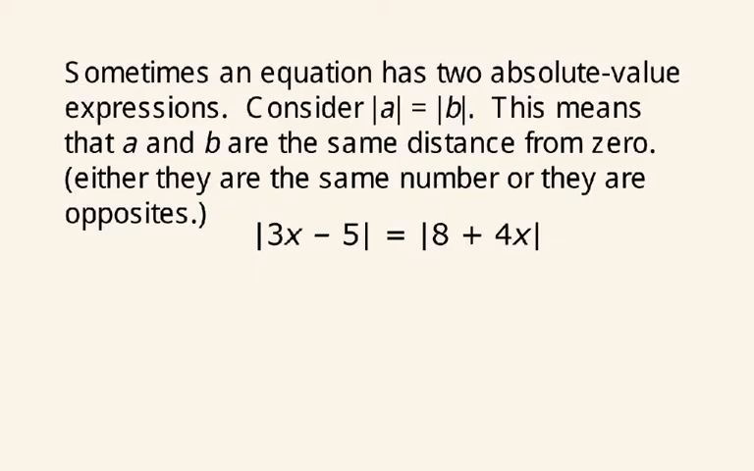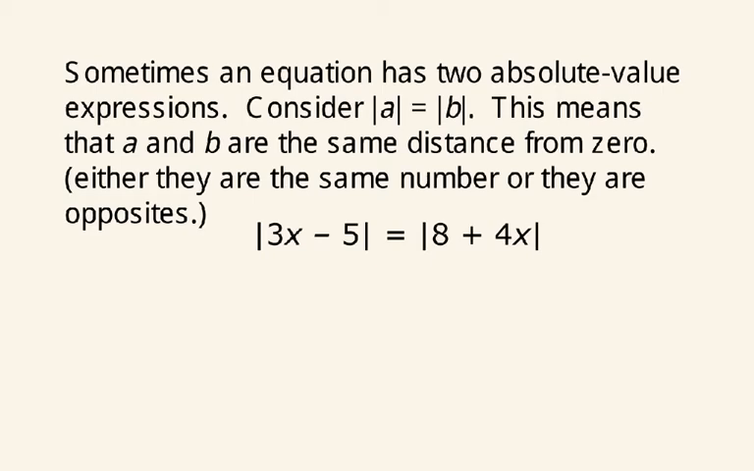Now, sometimes an equation can have an absolute value expression on each side. So that means that they have to be the same distance from 0. Remember we talked about absolute value measuring distance from 0. They're the same distance from 0. Either they're equal, they're exactly the same number, or they're opposites.